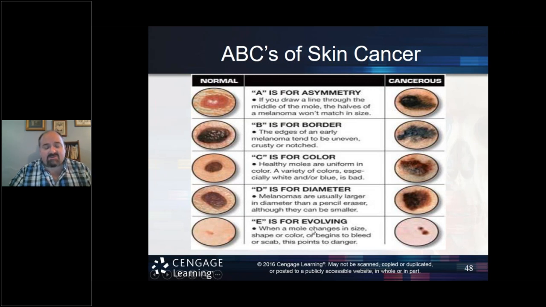And evolving, if there's some type of change taking place in the markings of your body, then you should check that out. So not only the shape and the color, but also if they begin to bleed or scab, this could point to changes going on that could be precancerous or actually cancer issues. Okay.